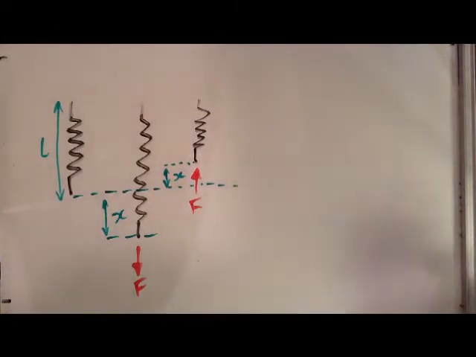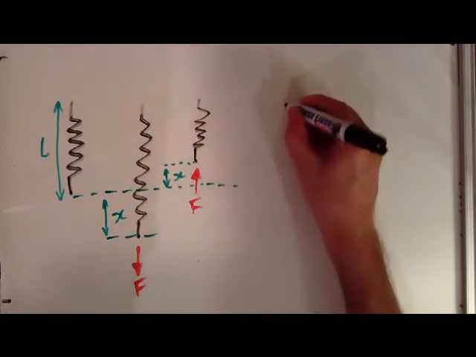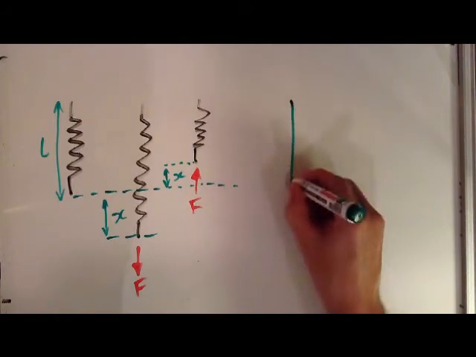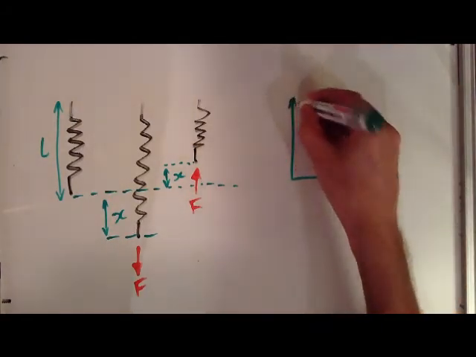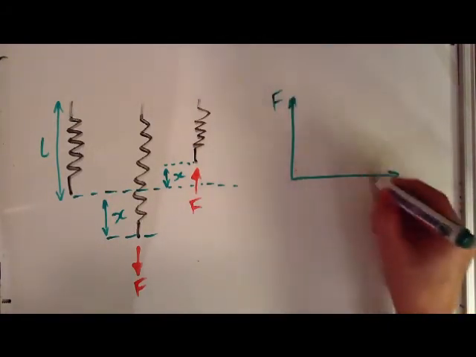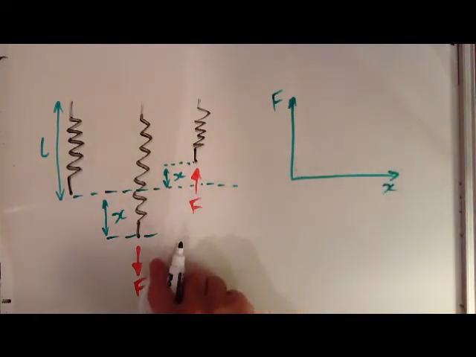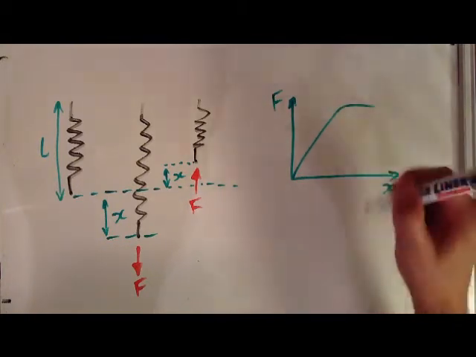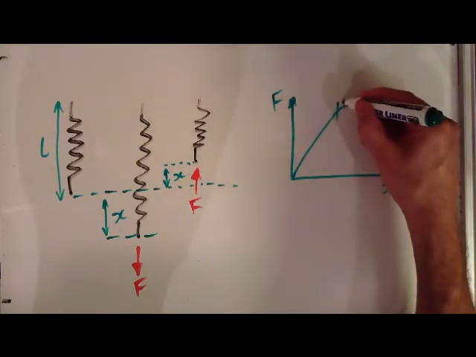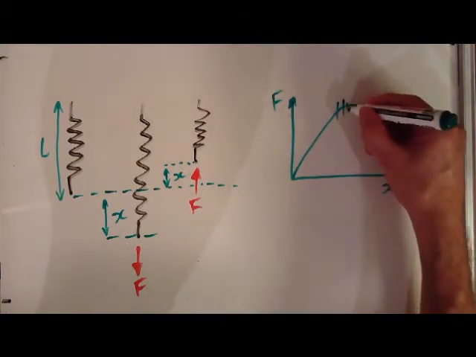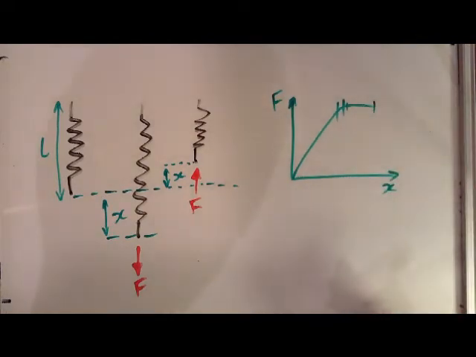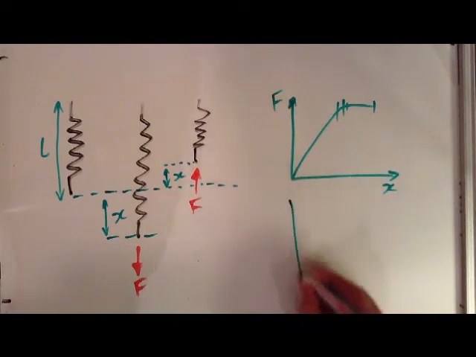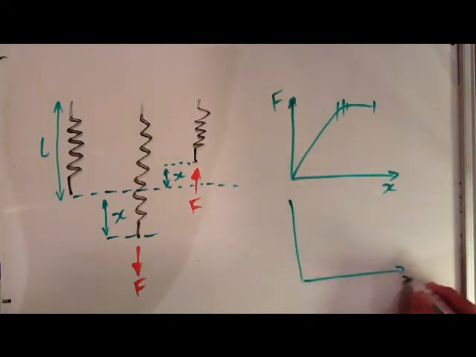Now, if I were to plot a graph of F versus x for the tensile strain graph, I would see a straight line like that, and it would kind of go like that, with this being the limit of proportionality, limit of elasticity, yield point around here, and then fracture point over here.